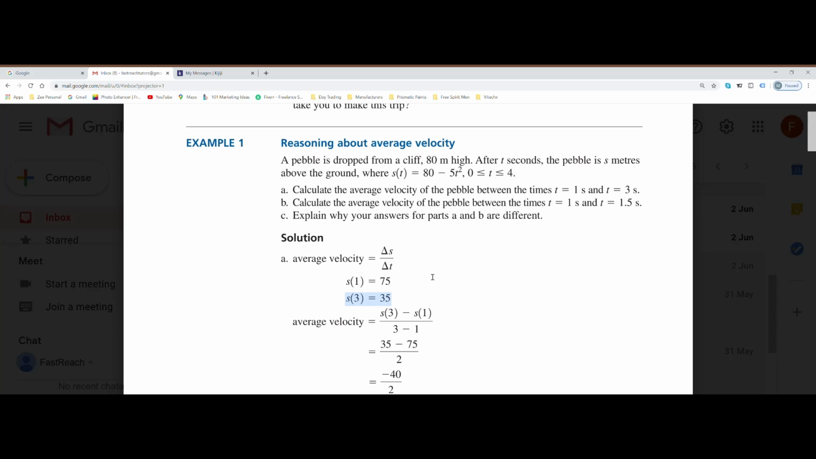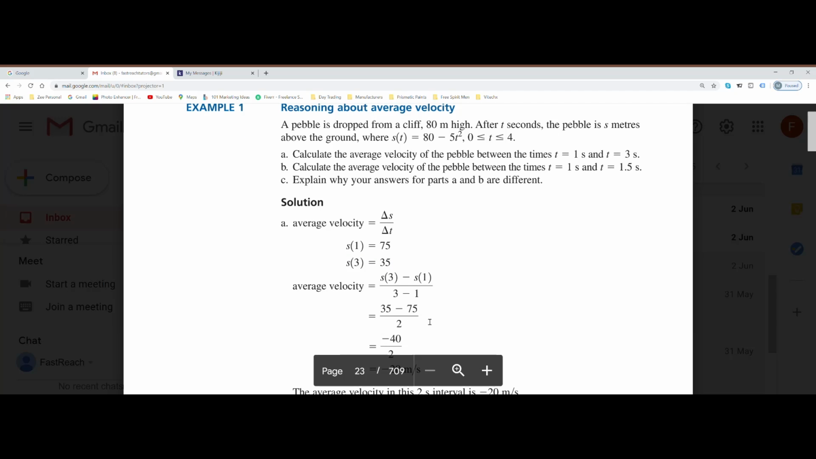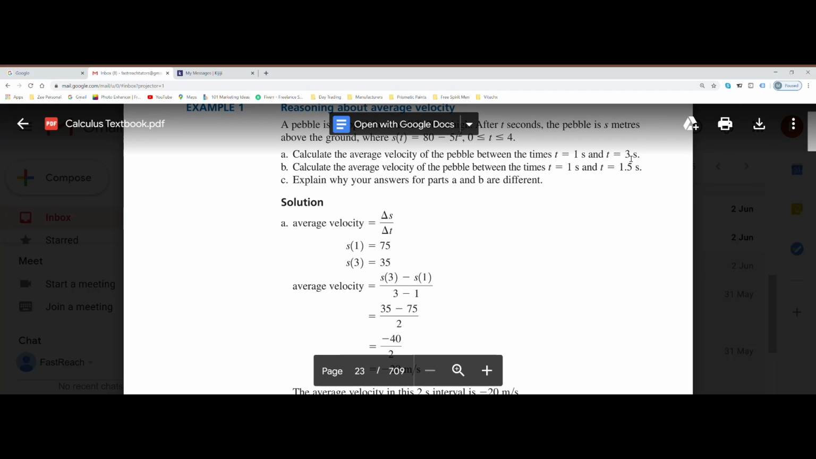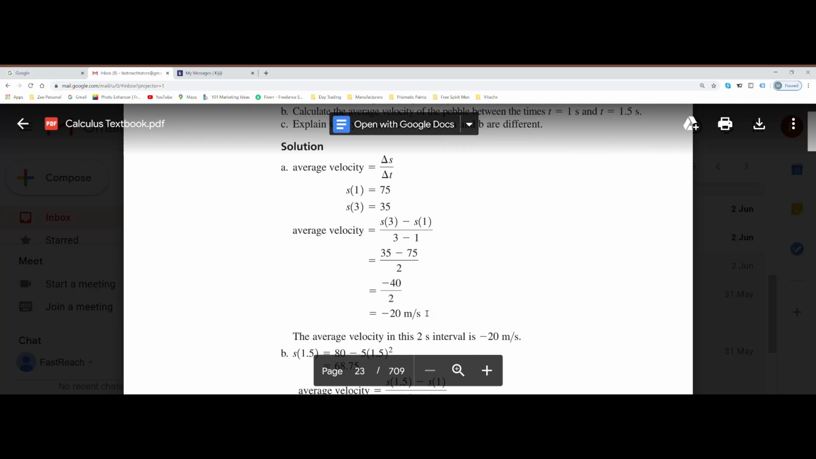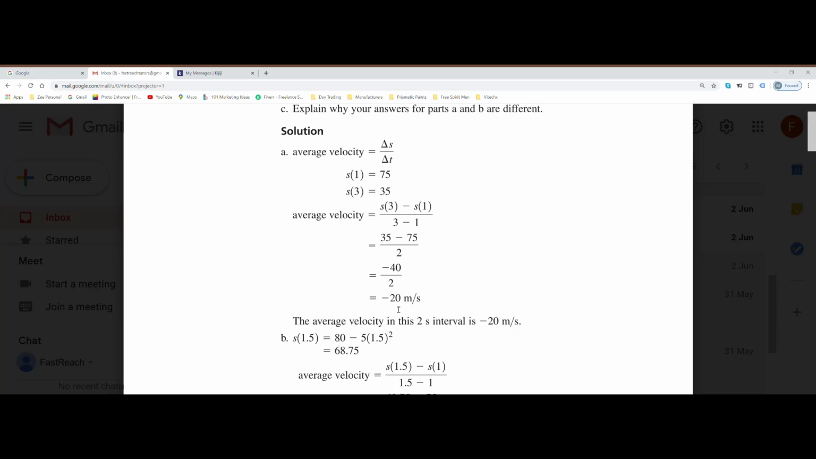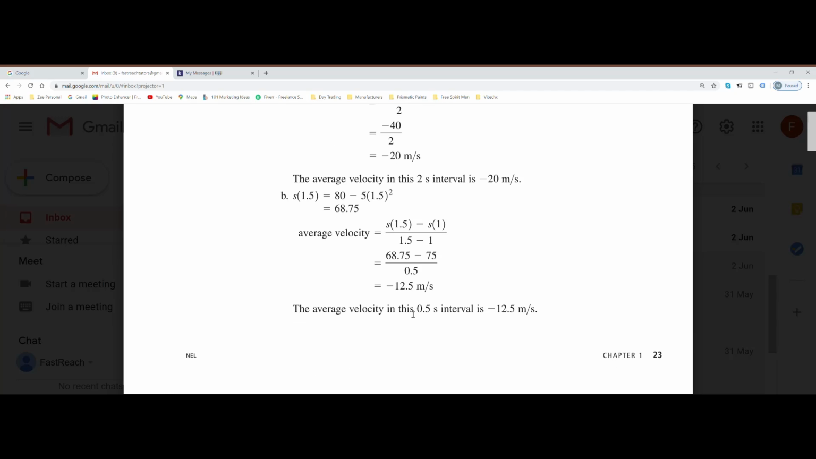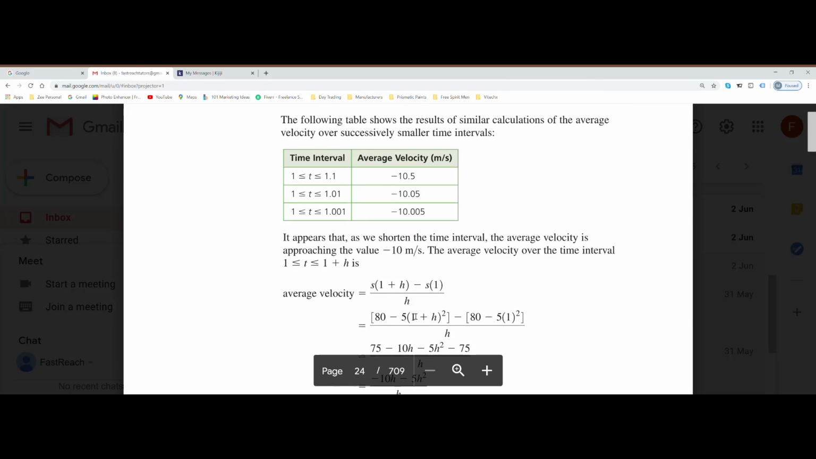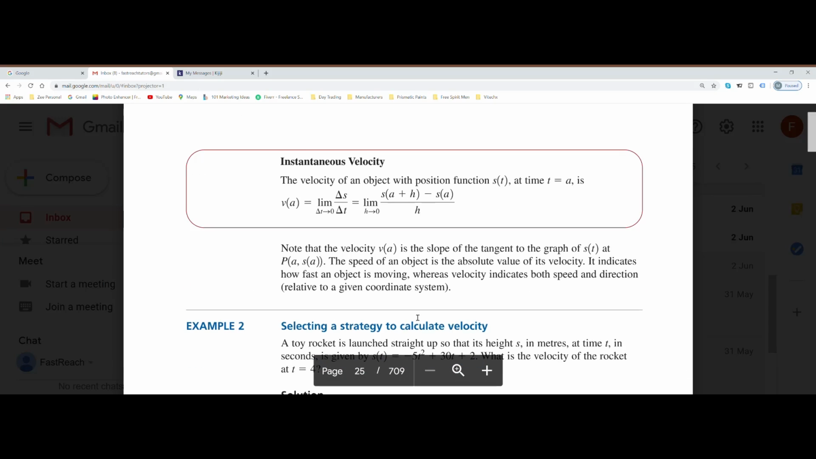So now you put it into the equation, which is change in distance over change in time. So you have 35 minus 75 divided by 3 minus 1, which is 2. So you get negative 40 over 2, which is equal to negative 20 meters per second. So that's just one example of average velocity. Let's go and see an instantaneous velocity example.